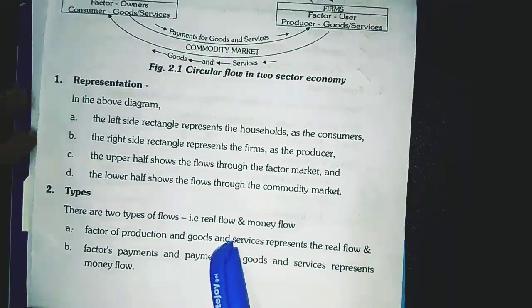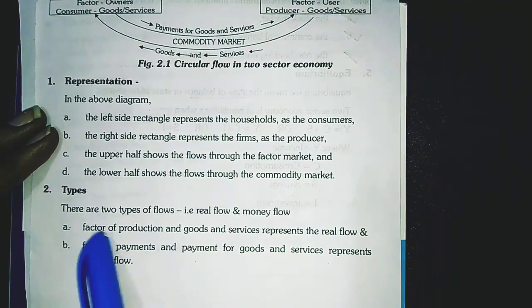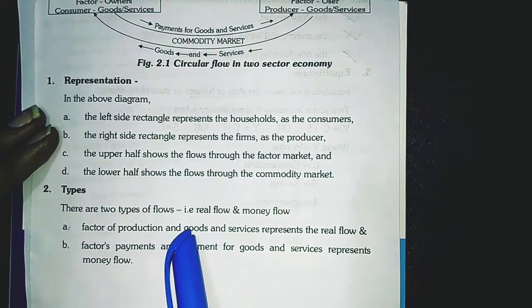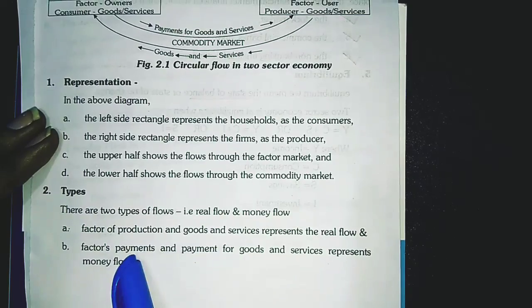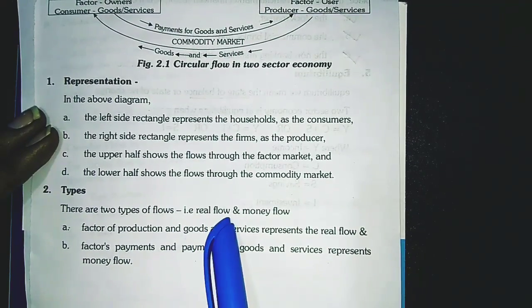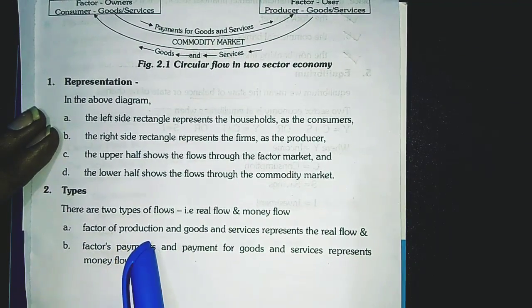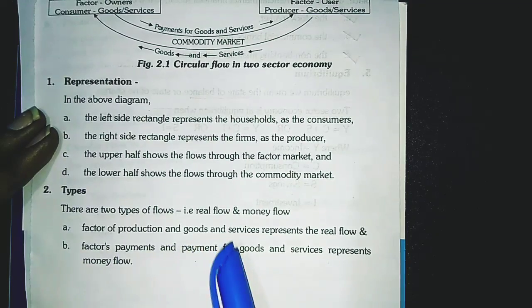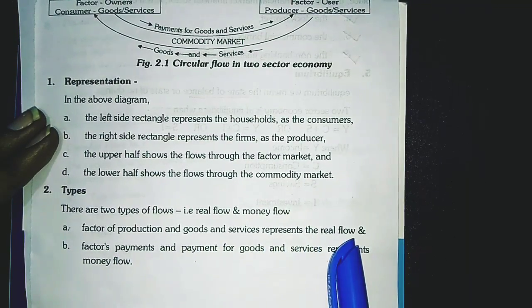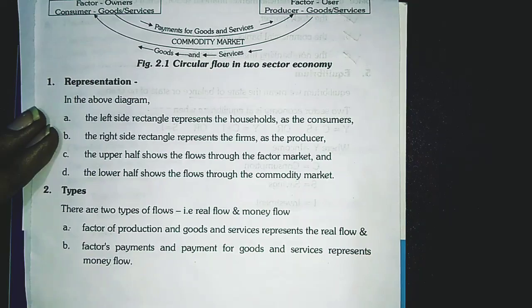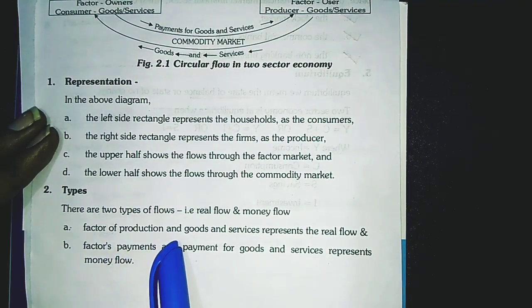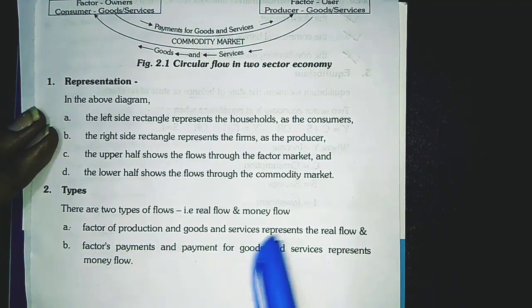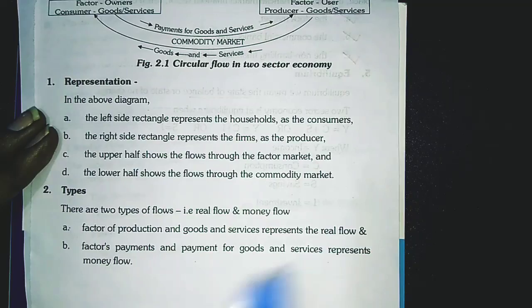Now the next point is types. There are two types of flows. The first one is the real flow and the second is the money flow. What is the meaning of real flow? The factors of production and goods and services represent the real flow. Again, please pay attention: the factors of production and goods and services represent the real flow.